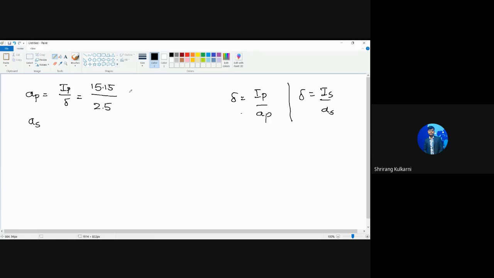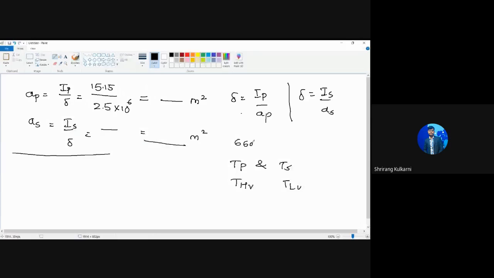2.5, in terms of what is it? 10 to the power of 6. So you will get the answer in meter square. Substitute the value, and the answer will be like this.